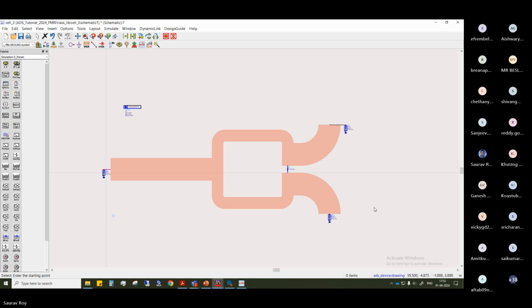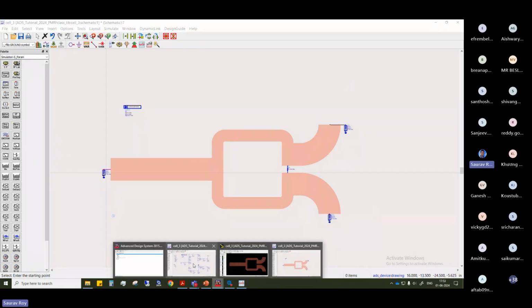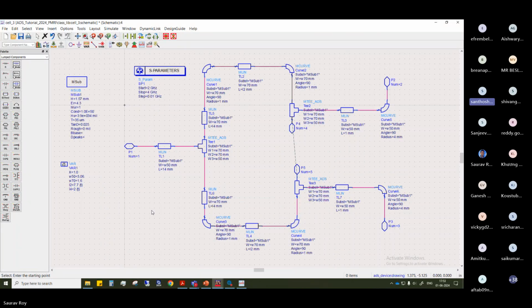Once you go to schematic, yes, right. Some line you merged now. What is that line? P4 to P5 port. Oh, this is nothing. Actually, it is showing that there might be a connection. It is actually not a connection. It is giving a hint that there might be a connection missing here.